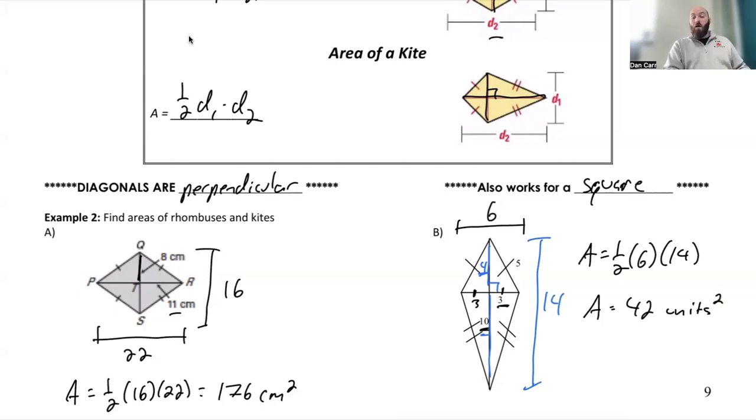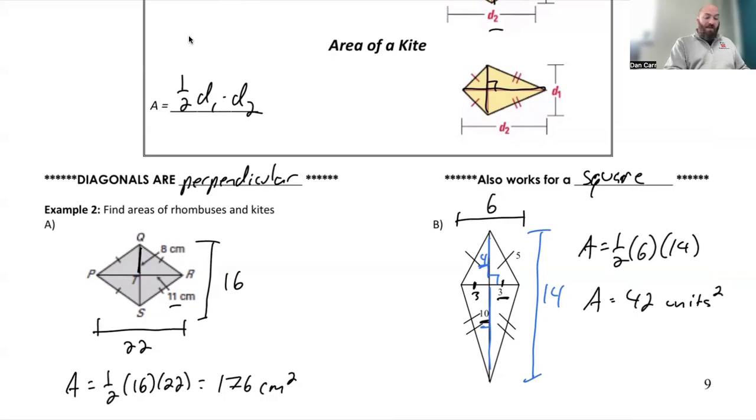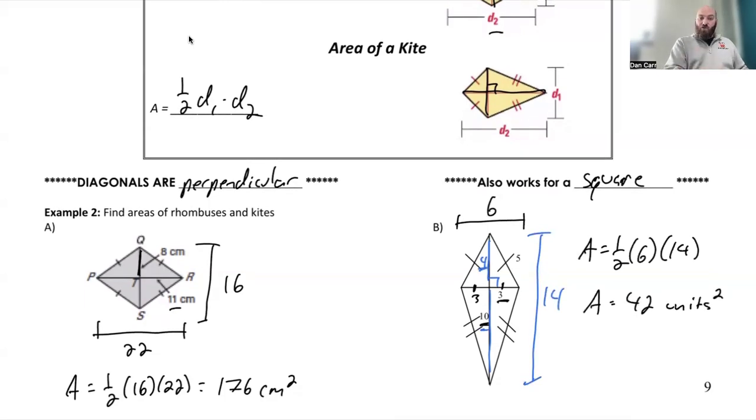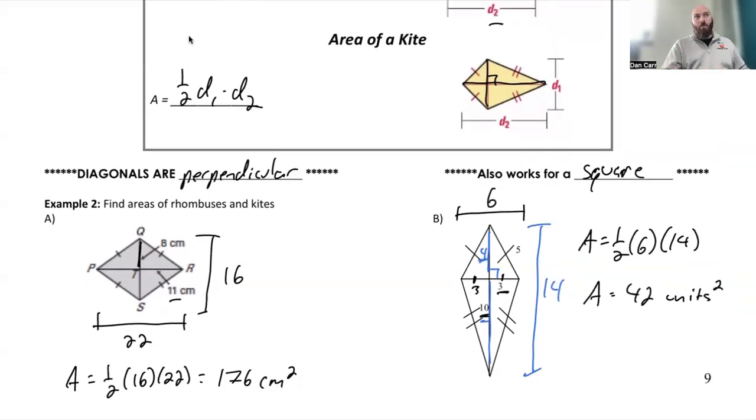All right. So that's the basics of our formulas. Make sure that you understand which formula you use, but also that you're using the entire length of the diagonal here. So we got 6 across here and 14 up and down. I think that's one of the biggest mistakes people will make. They just use a part of the diagonal instead of the entire diagonal.